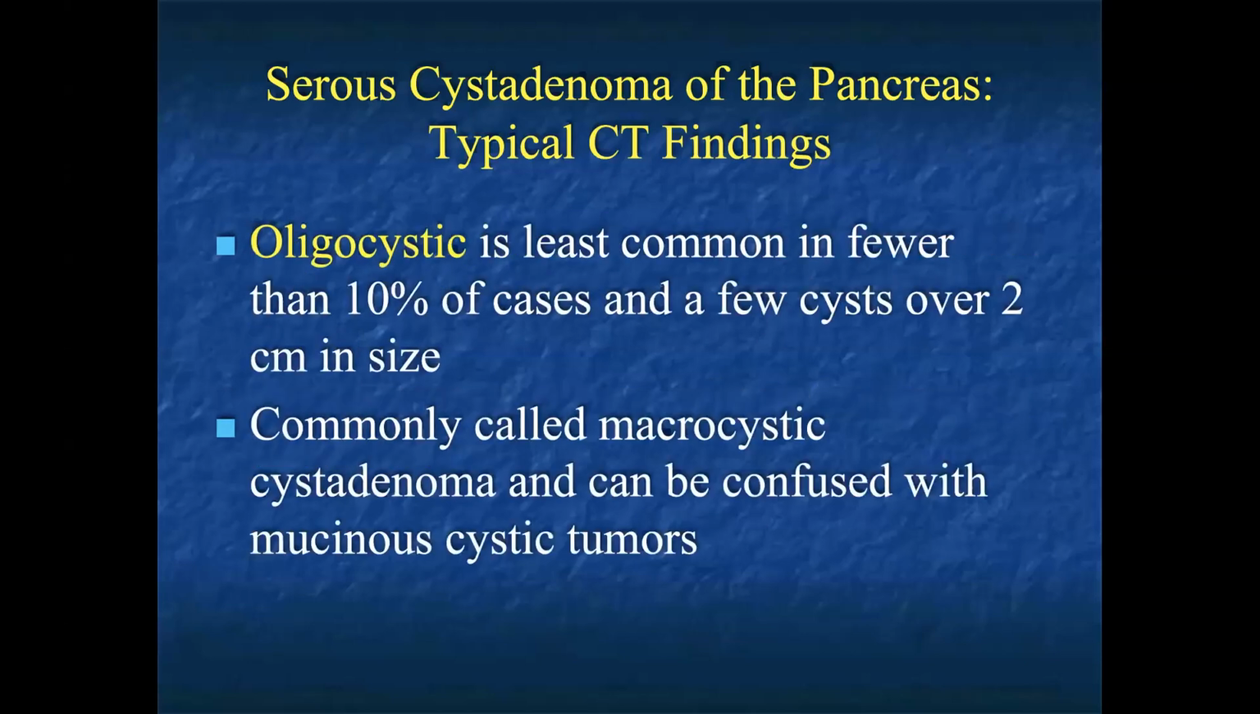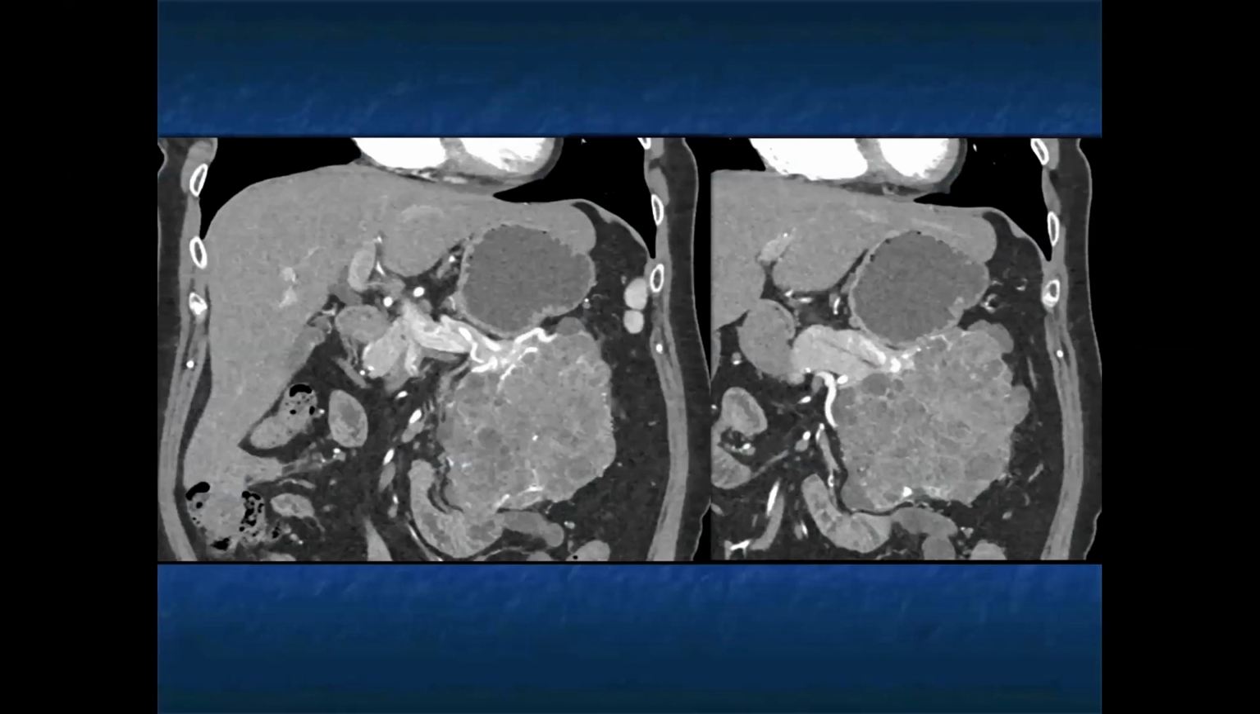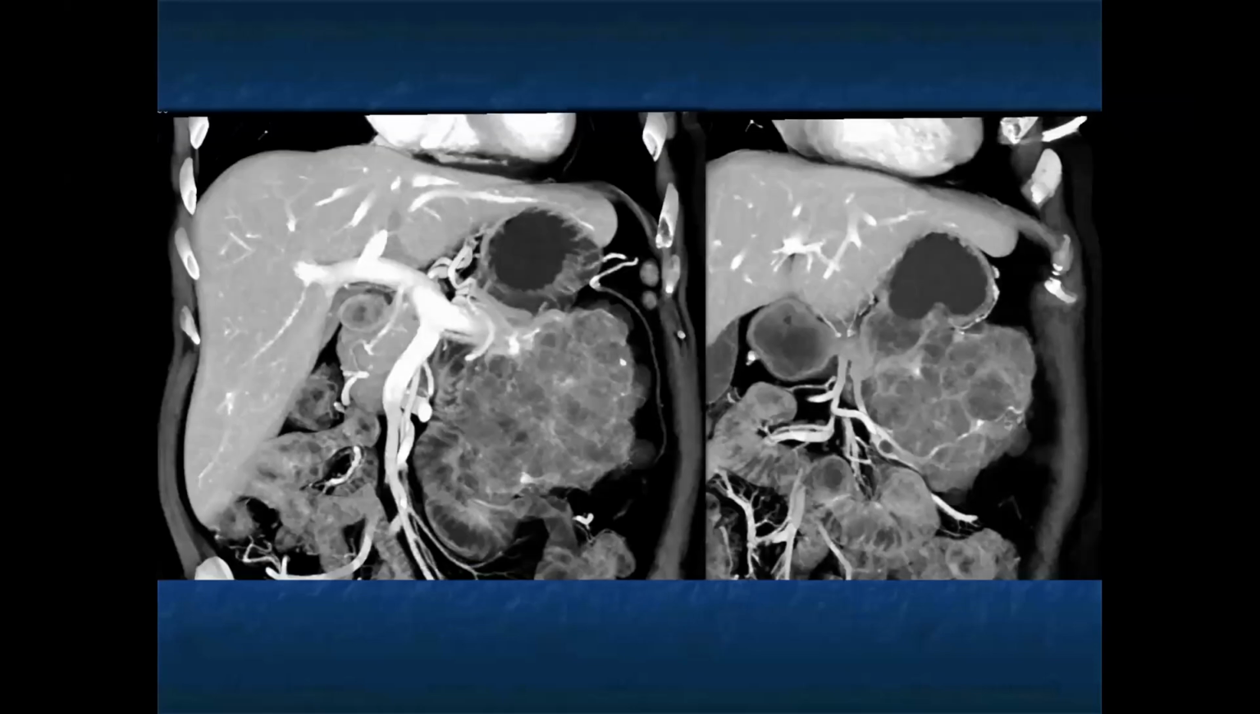Now, when you have oligocystic serous cystadenomas, it's uncommon, but it's a bit more challenging because it's easy to confuse with a mucinous tumor. So here's a classic example: large cystic lesion, variable enhancement. When you look at it, this is arterial, multiple, looks like a Swiss cheese appearance, right? Multiple lesions coming off the tail of the pancreas. That's a benign non-neoplastic lesion. Now, this was resected because the patient was having left-sided abdominal pain.